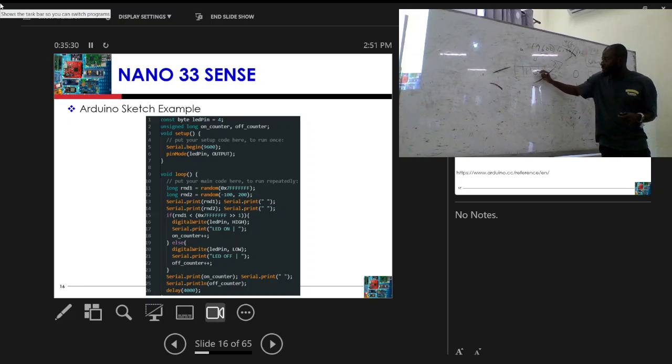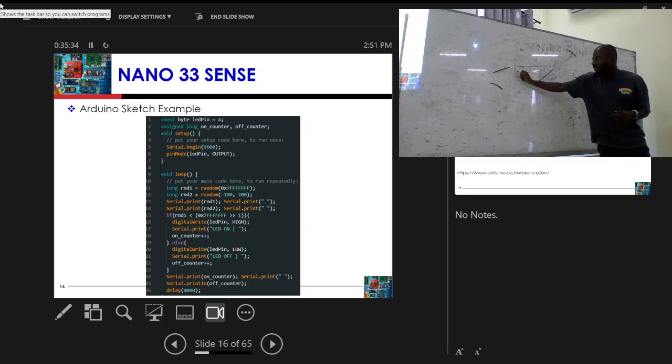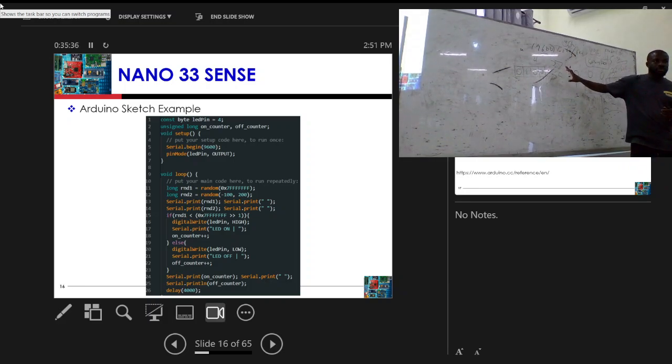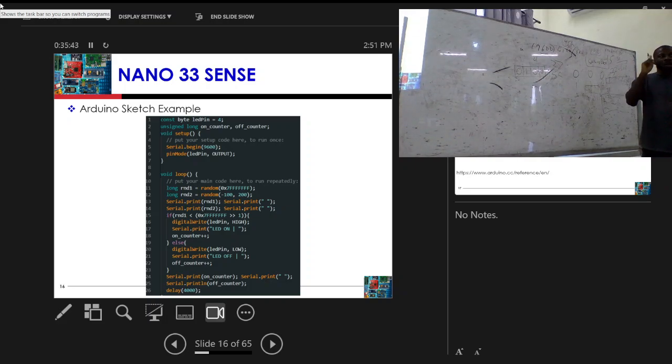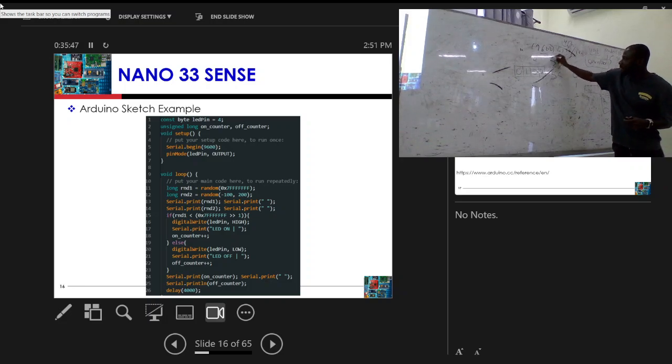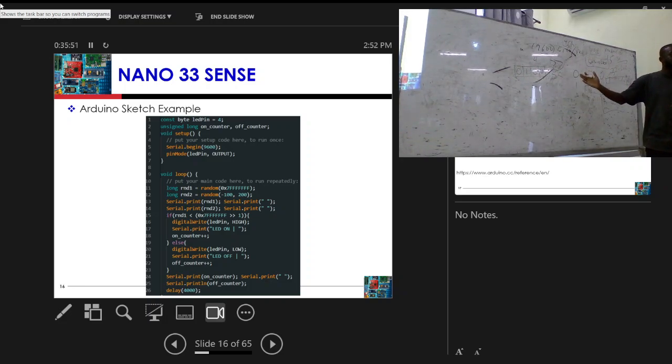1, 0, 0 is 4. But because I declared it as 4 bits, I have to put a 0 here. So this is 4. Now if I take this 4 and right shift this 4-bit number by 1, what happens?